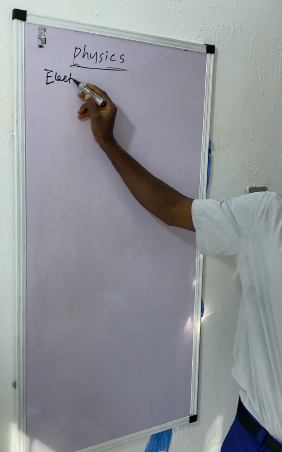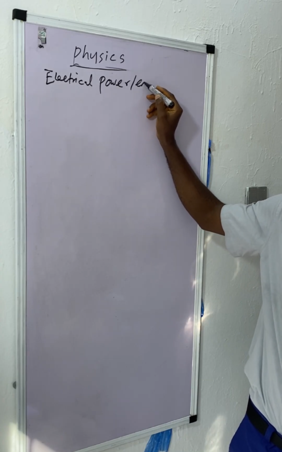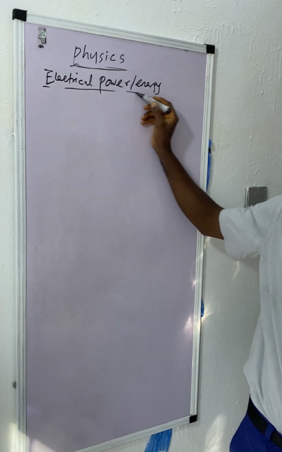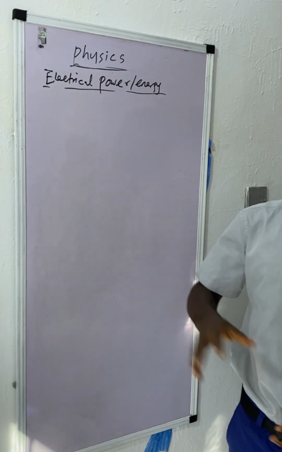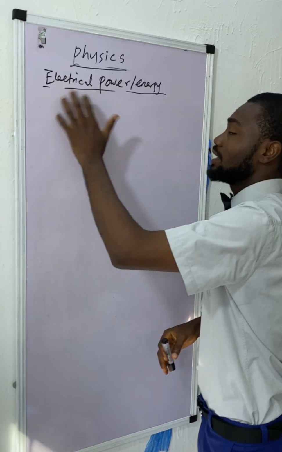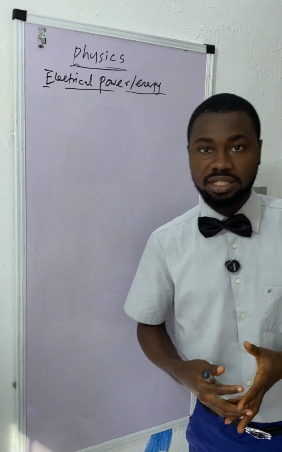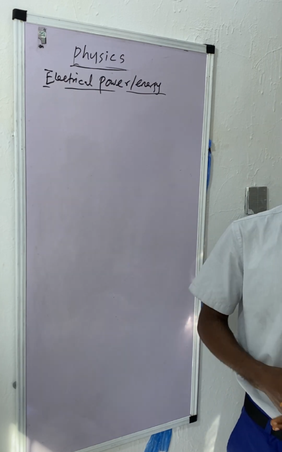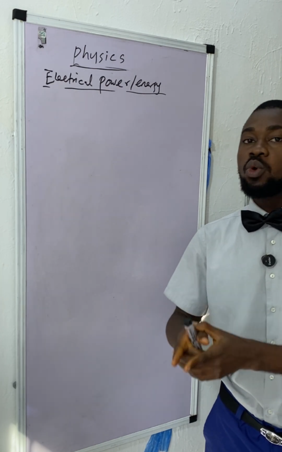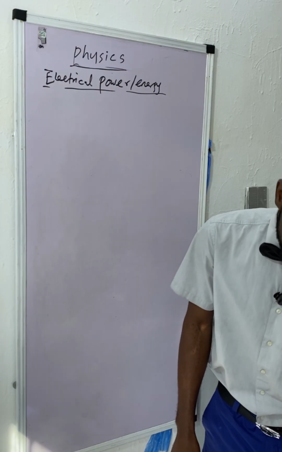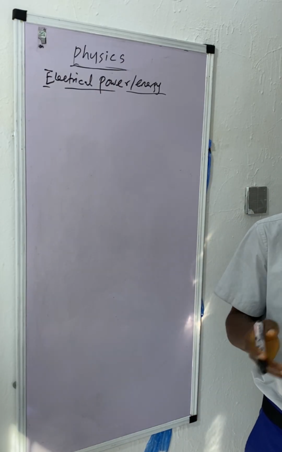Electrical power and energy. Electrical power is the rate of work done in an electrical circuit or an electrical system. Electrical energy is the ability of an electric current to do work, to perform a task, depending on what is imposed in the system. So starting with electrical power, how many formulas do we have for electrical power? I think the most common is 3.